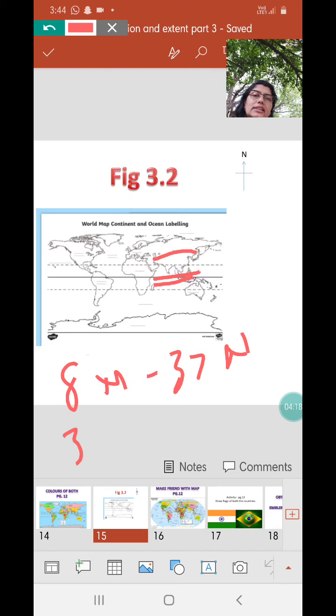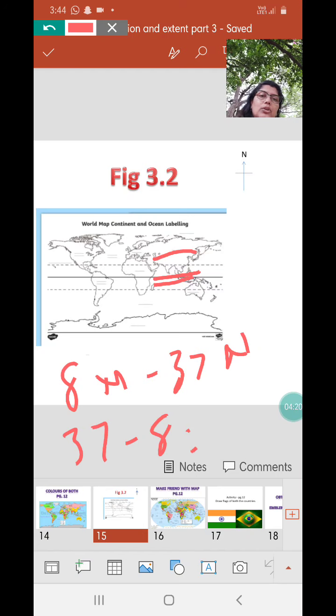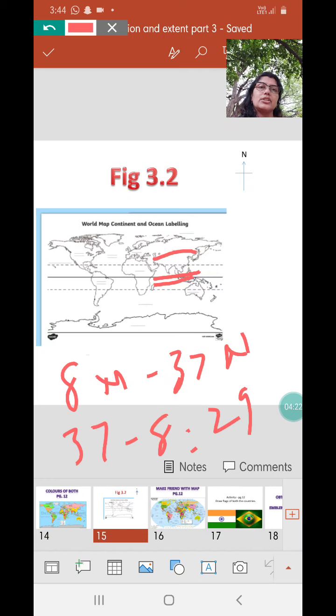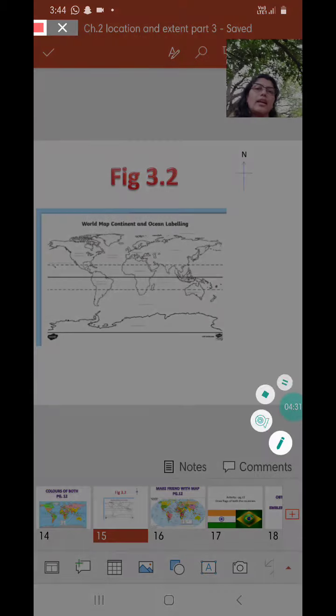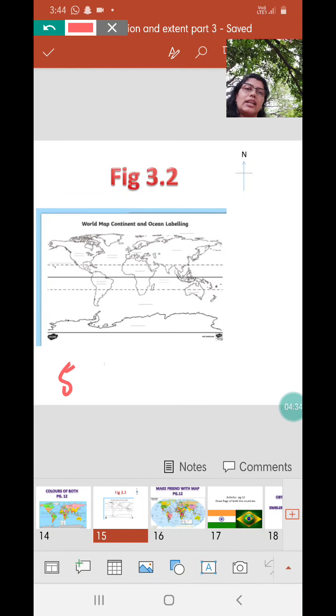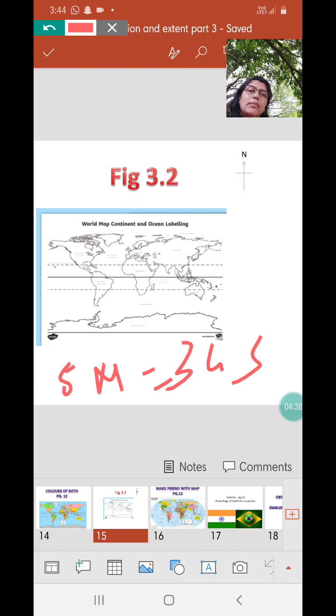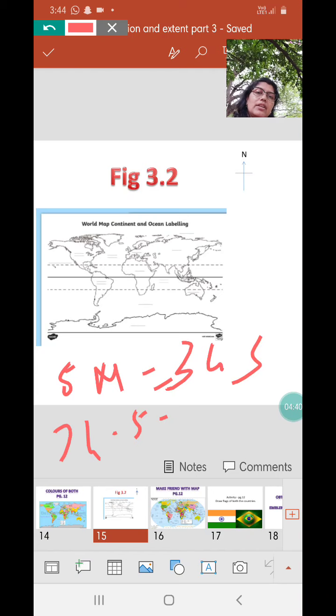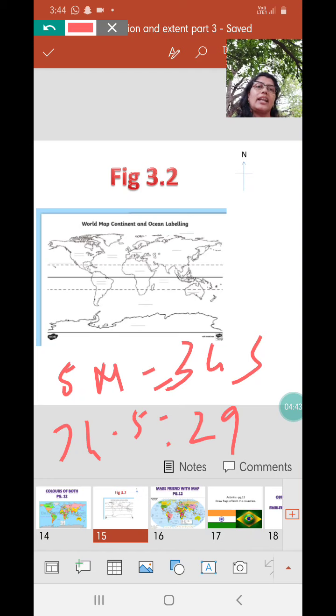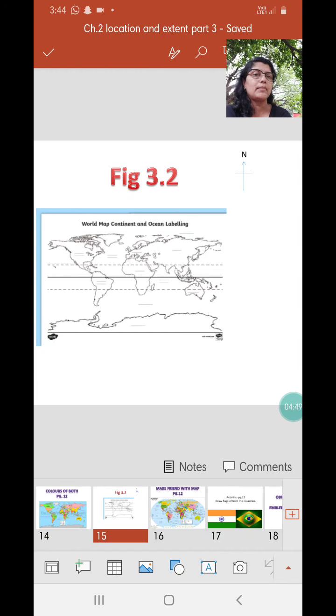That means 37 minus 8. There are a total of 29 latitudes in between. What about Brazil then? Brazil lies from 5 degrees north to 34 degrees south. That means 34 minus 5. That also gives 29 lines of latitude in between. So talking about latitudinal extent, both India and Brazil are the same.